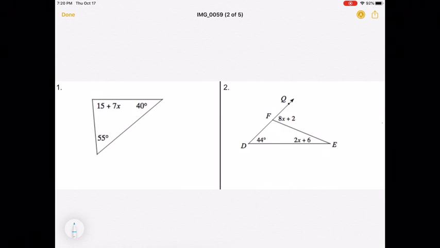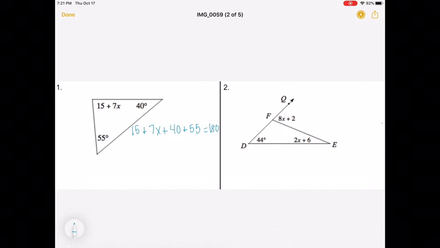Here they did not ask for an angle, they just asked for x. So I'm going to do 15 plus 7x from our first angle, plus 40 plus 55 equals 180. Okay, go ahead and pause the video here and just solve for x.